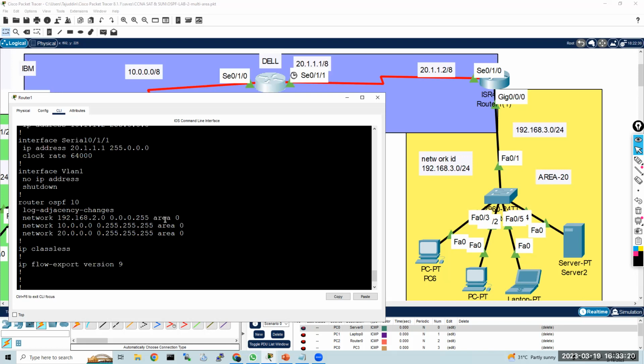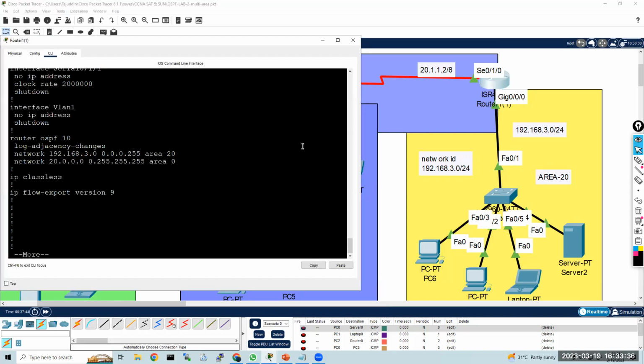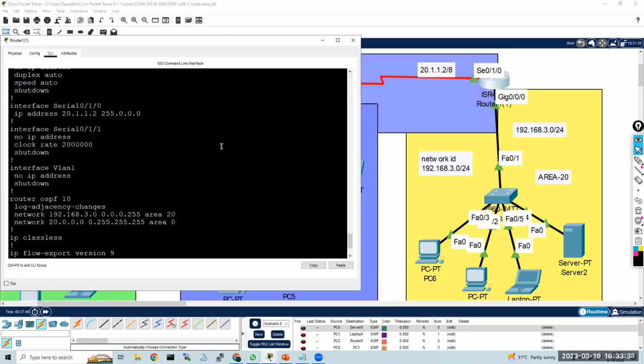One side only. Yeah, clock rate. Clock rate is the actual bandwidth, right? Yeah, I said the clock rate. We can see, right? Go there. Go to serial router 3, serial interface 0/1/0. Okay, so see the interface.